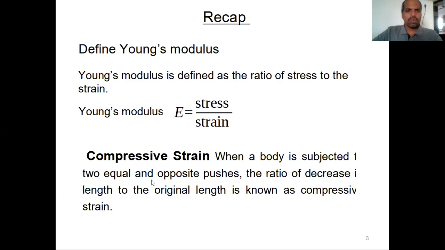When a body is subjected to two equal and opposite pushes, the ratio of decrease in length to the original length is known as compressive strain. Of course, when a member is compressed, it decreases in length. So the ratio of decrease in length to the original length is a compressive strain.